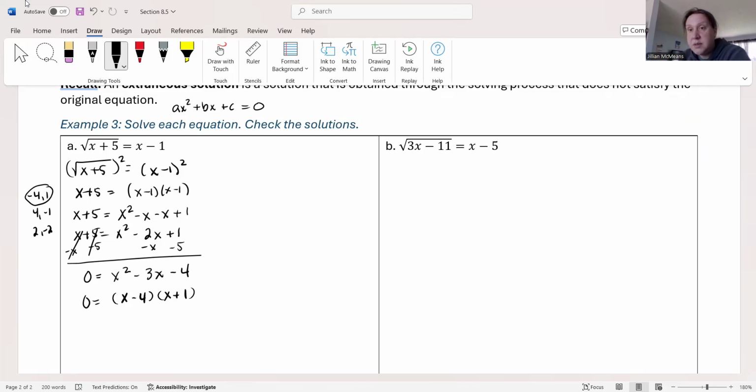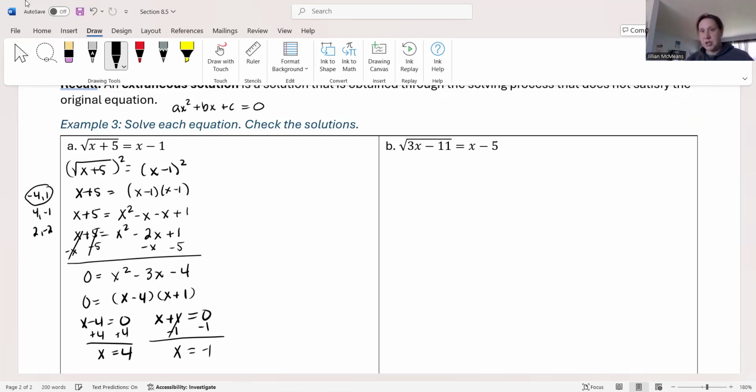And now we can apply the zero product principle, or the zero product property. When you have a product equaling 0, take each factor and set it equal to 0 and then solve. So I've got x minus 4 equals 0 and x plus 1 equals 0. These are pretty easy to solve. For the first one, I just add 4 to both sides, and that gives me x equals 4. On the second one, I just subtract 1 from both sides, so that gives me x equals negative 1.